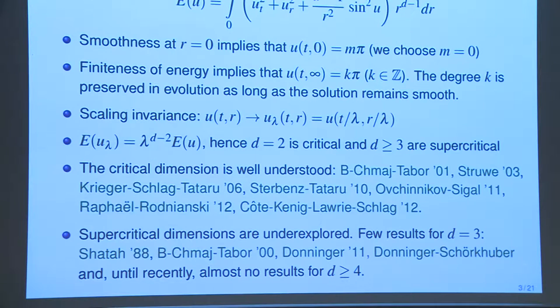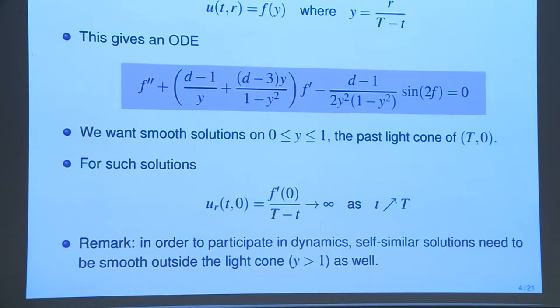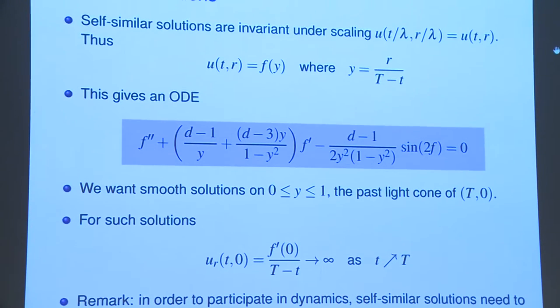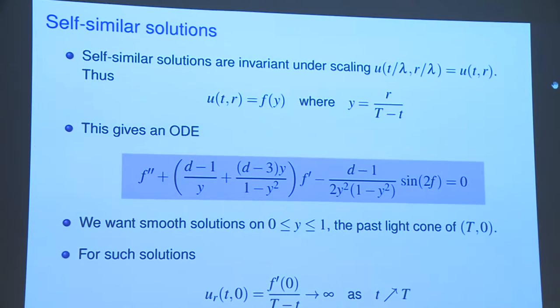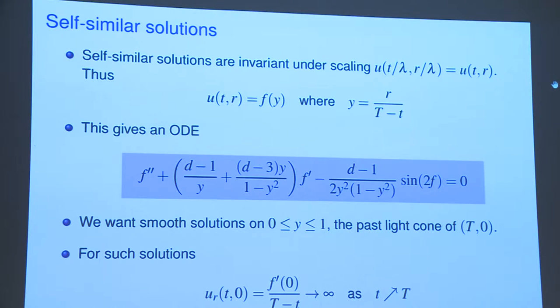To set the stage for the analysis of blowup, I need to tell you first about self-similar solutions, because you will see that they really govern singularity formation for this equation. Self-similar solutions, by definition, are invariant under scaling. So they are functions of one variable, which we call y, which is r over capital T minus t, where capital T is just added for convenience, and this is allowed by translation invariance in time.